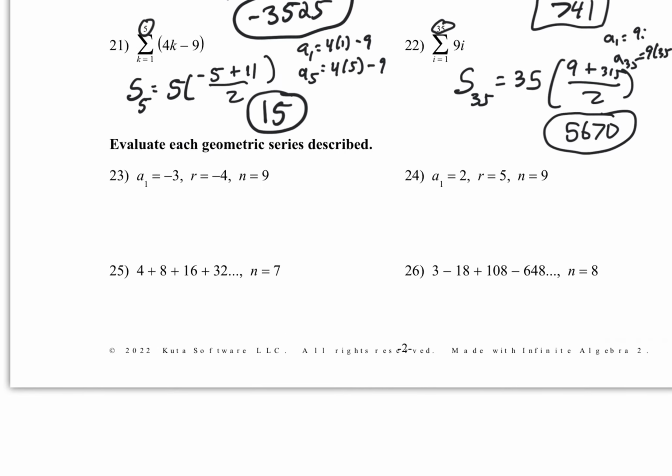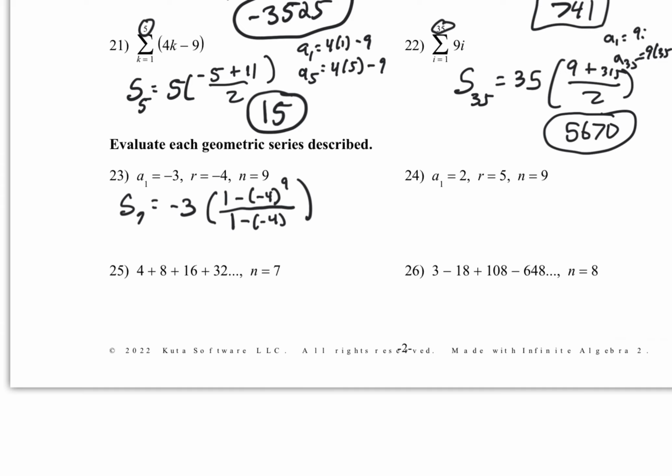Last ones, evaluate the geometric series as described. So we use our series formula. So we're going to find S of 9, it's geometric. So this is equal to A of 1 times 1 minus our ratio to the nth power divided by 1 minus r.